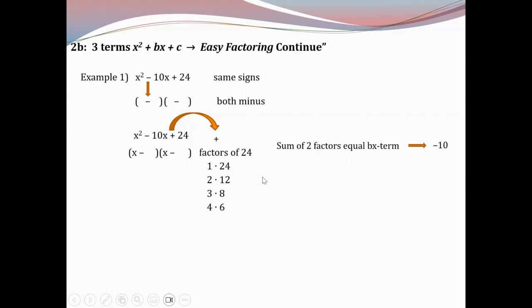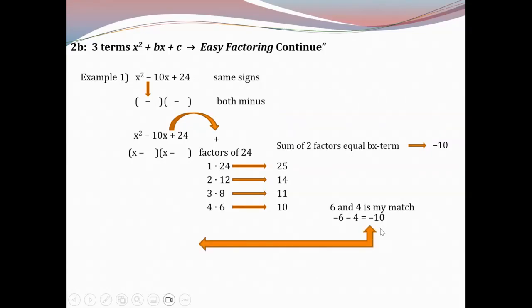So what's 1 plus 24? 25. 2 plus 12? 14. 3 plus 8? 11. 4 plus 6? 10. Where's my match? Here's my match. So the answer will be -6 and -4, which will give me the -10 when you add them. So these are my solutions, -6 and -4.